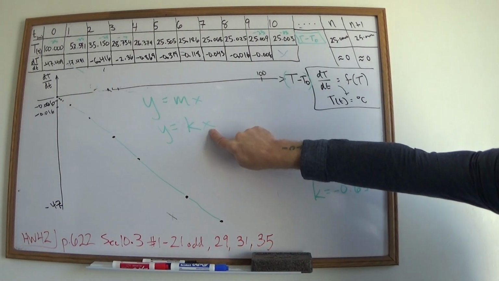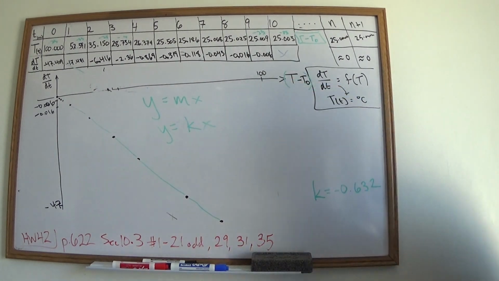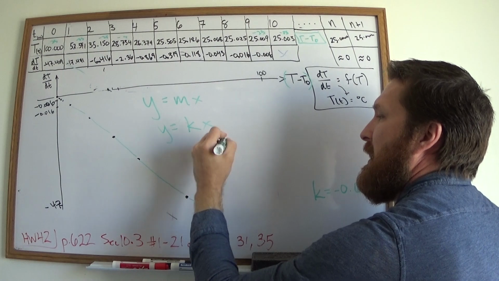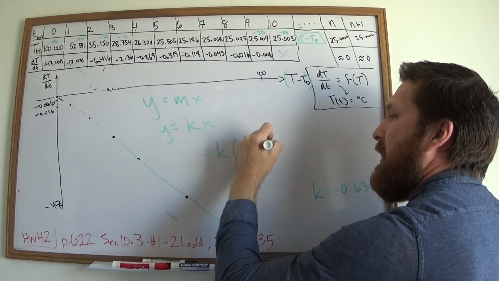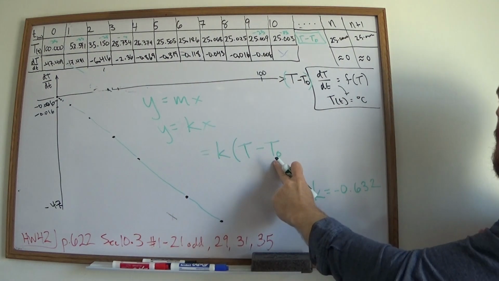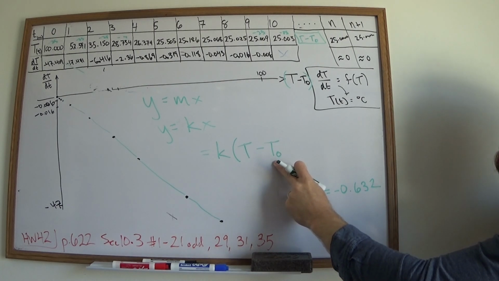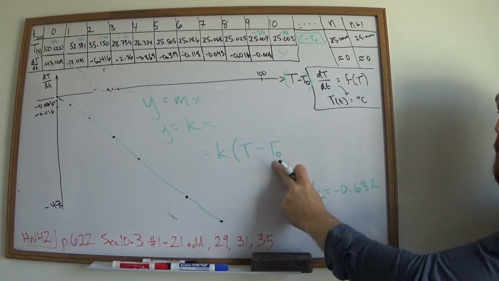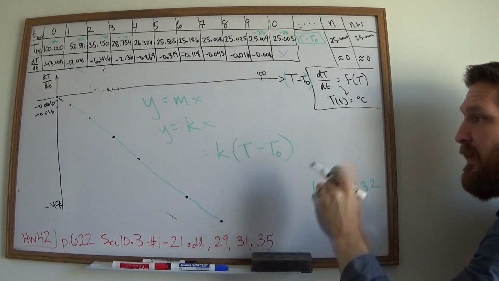Now the x isn't x, the x is what? T minus t0. Okay, so that's k times (t minus t0), where t0 is just some constant. In fact, in our example, it was just 25. Easy, okay. But I want to keep this more general.